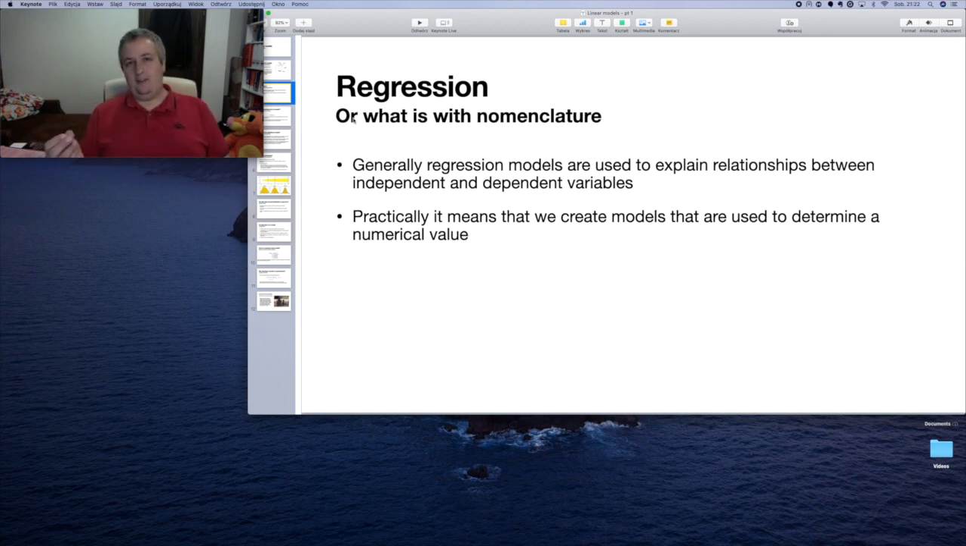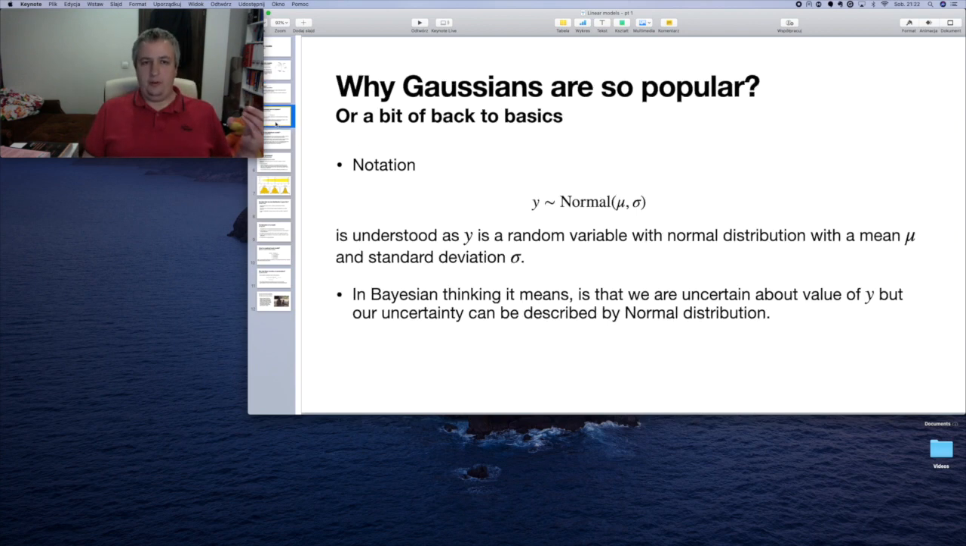But in case of machine learning, you can split the problem into classifiers. So this is what we're interested in.